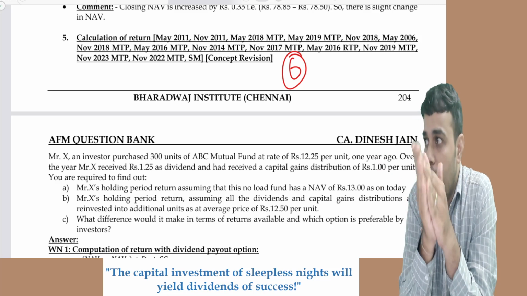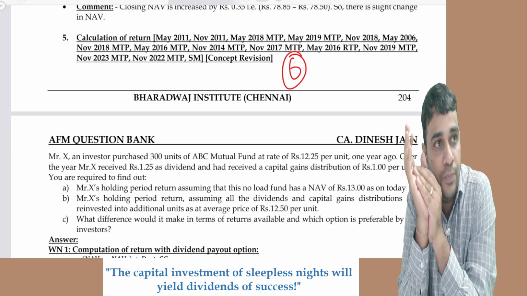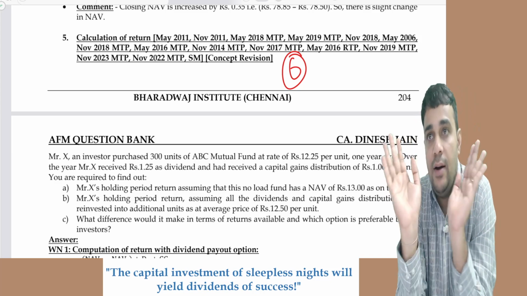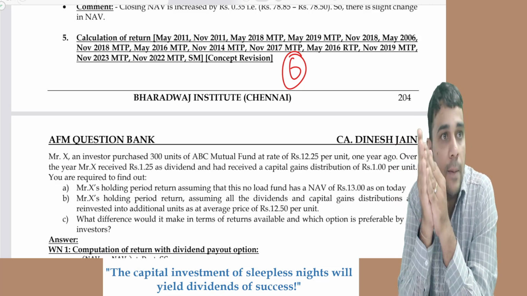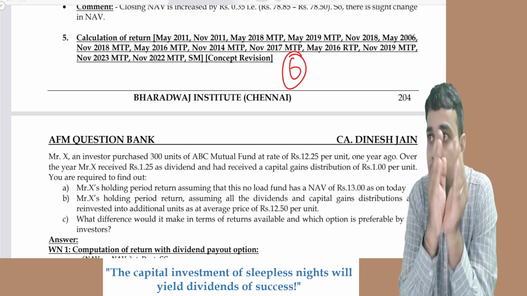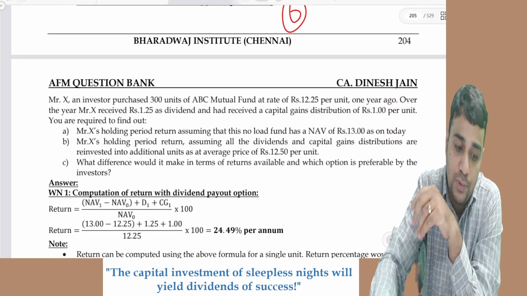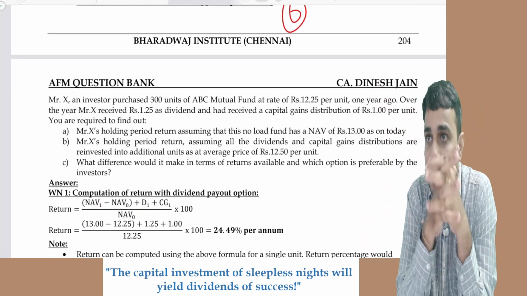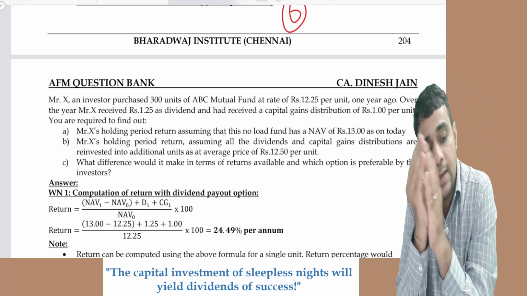There is something called entry load and exit load. The fund has an NAV of 13 as of today, and there is no dividend reinvestment. What formula will we use? NAV1 minus NAV0 plus D1 plus CG1, divided by NAV0, into 100. I am also not going to do it; the answer is 24.49%. I don't want to spend time on this, I've already done it.